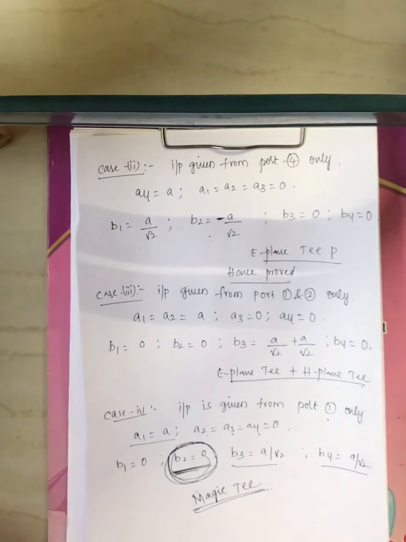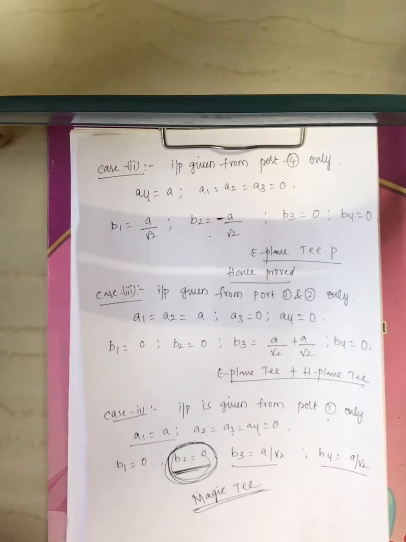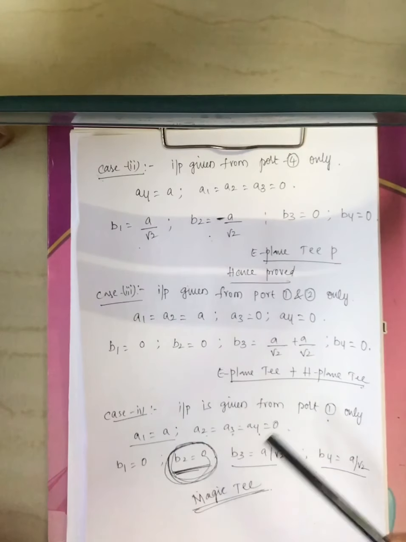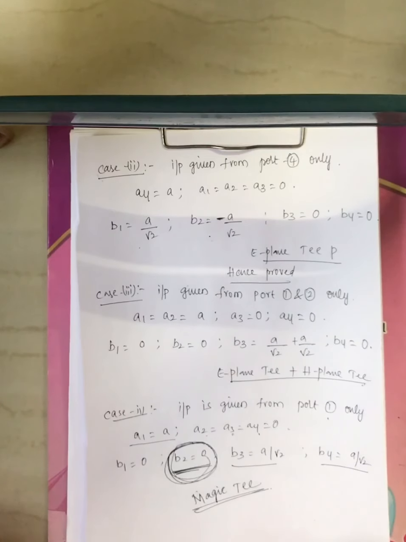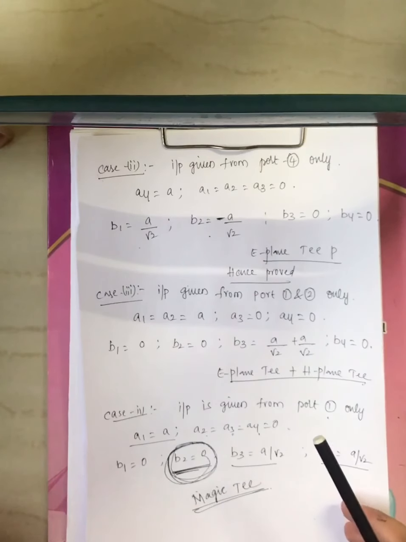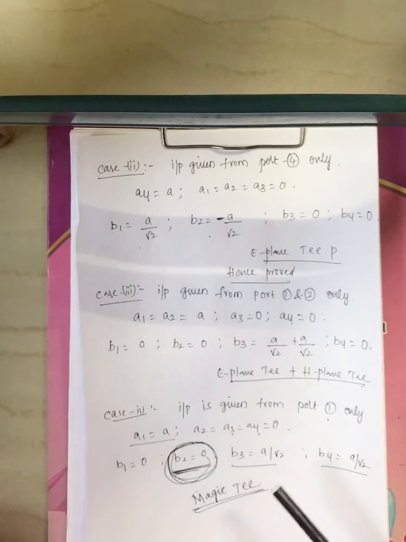Why is it called magic T? See, we are designing an EH plane T in such a way that port 1 and port 2 are collinear to each other, right? If I give input power from port 1, you won't get any output power from port 2. That statement I have proved here. Similarly, if you give input power from port 2, you won't get any output power from port 1. Isolation means they won't get any. Though they are collinear, they are acting as isolated to each other.